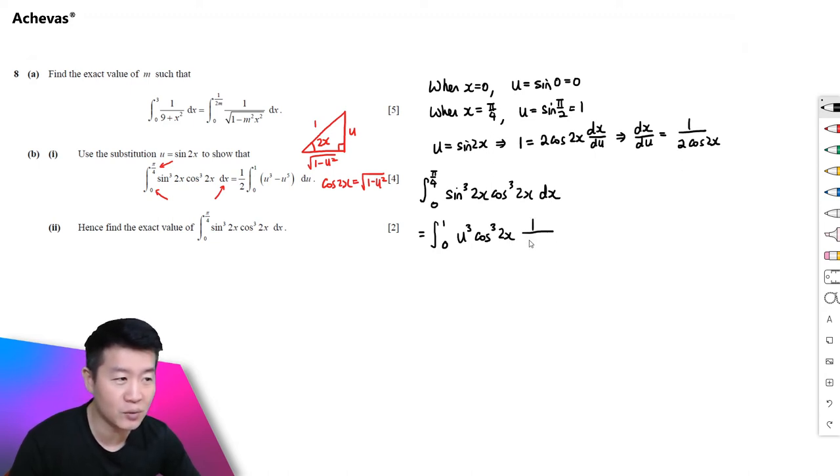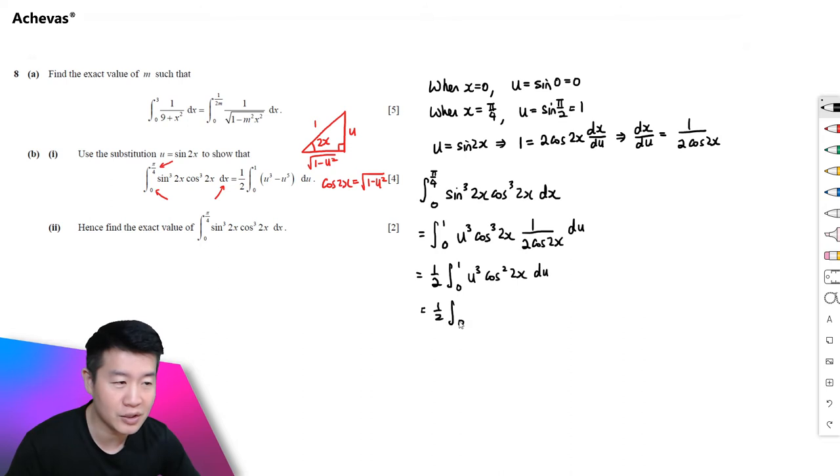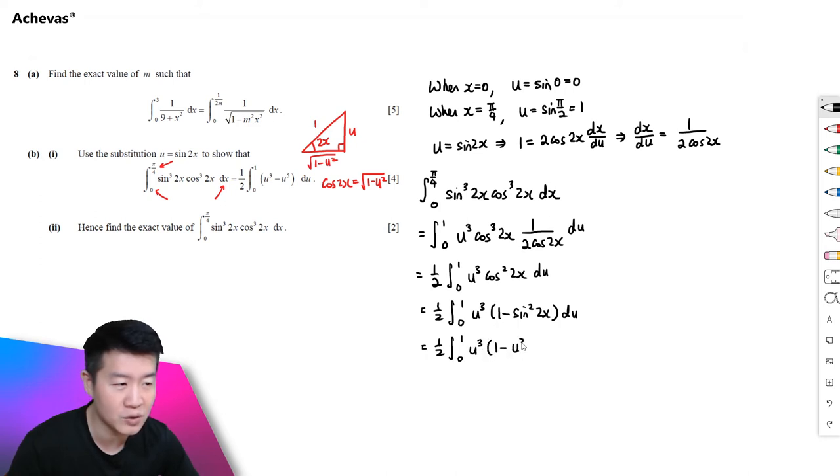And dx is 1 over 2 cosine 2x du. And I can see cancellations that can happen here. 1 over 2, I'm going to take it out of the integration notation. So we have a u to the power of 3, and we are going to be left with a cosine square 2x du. And now it has become convenient, because integration from 0 to 1, u to the power of 3, cosine square 2x is just simply 1 minus sine square 2x du. And sine 2x is u. So now we have a half integration from 0 to 1 of u to the power of 3, 1 minus u square du, which will get us what we are supposed to show, which is 1 over 2 integration from 0 to 1, u to the power of 3 minus u to the power of 5 du.